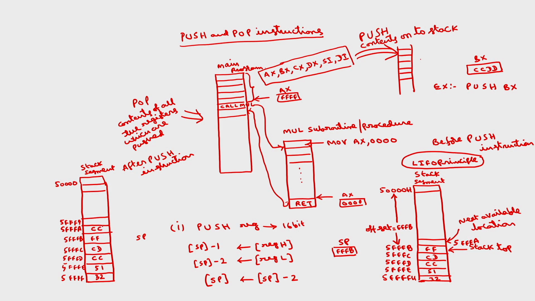Then the lower order contents, which is DD, will be transferred to SP minus 2. What is the contents of SP before the execution of this instruction? FFFB. SP minus 2 becomes, if I subtract 1 it will be A, if I subtract 2 it will be 9. So here this DD will be transferred. Now the next available location is this.